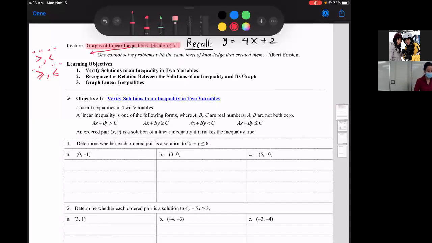Okay, so inequality is going to include greater than or less than, greater than or equal to, or less than or equal to. Okay, we have four scenarios here, right?